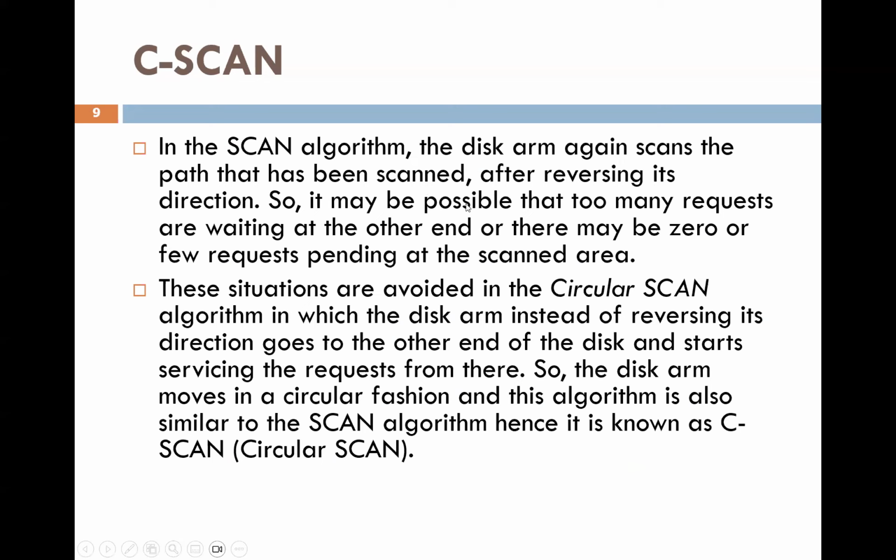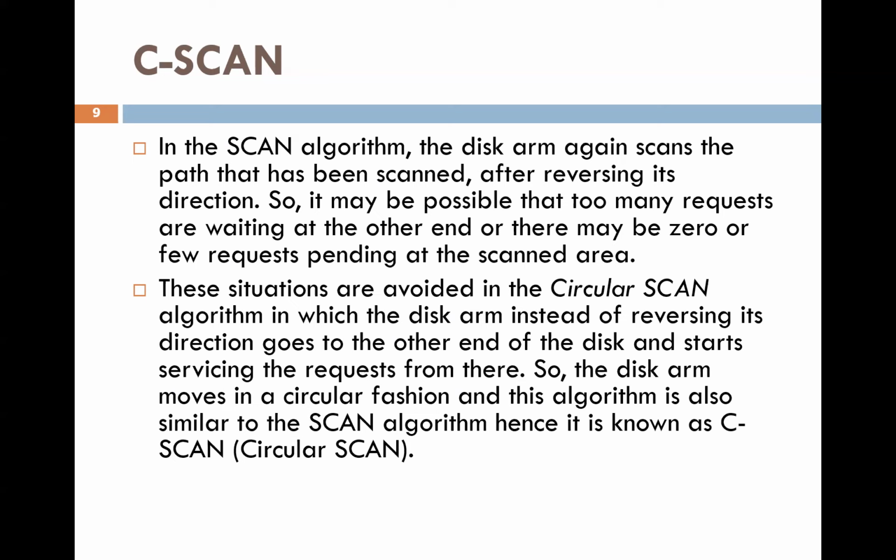So it may be possible that too many requests are waiting at the other end, or maybe zero or few requests pending at the scanned area. This situation can be avoided in the circular scan algorithm, in which the disk arm, instead of reversing its direction, goes to the other end of the disk and starts servicing the requests from there.